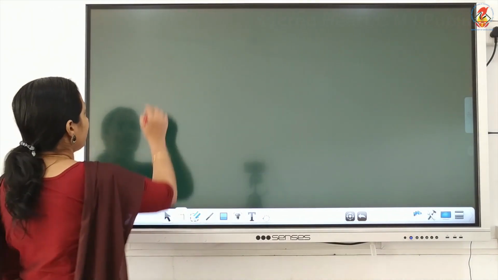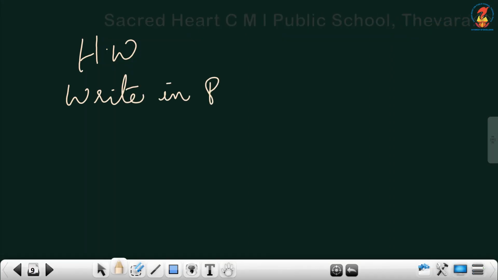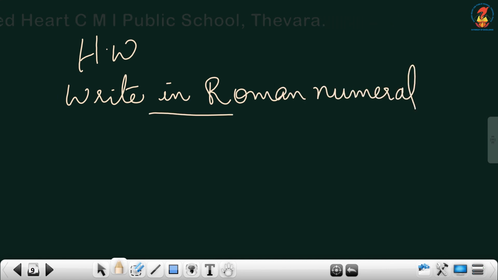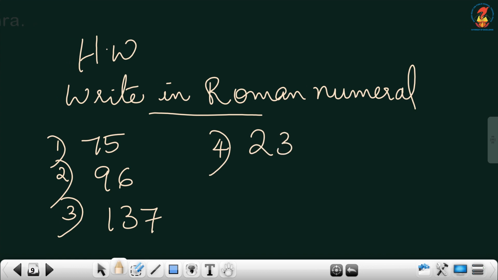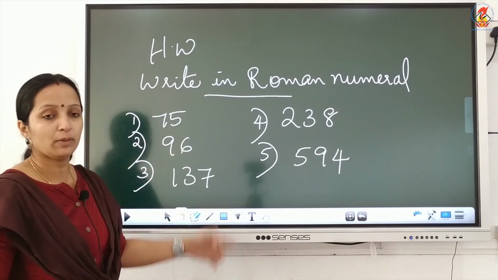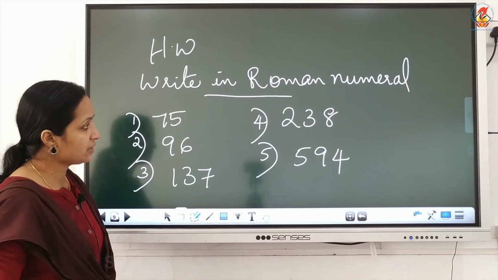Okay. Now you mark the homework question. Homework question, write in Roman numeral. First question 75, next question 96, third question 137, fourth question 238 and fifth question 594. Just mark these homework questions and try to do them correctly. So when you are writing the Roman numeral, try to write the expanded form and it will be easy for you. Write the homework questions.